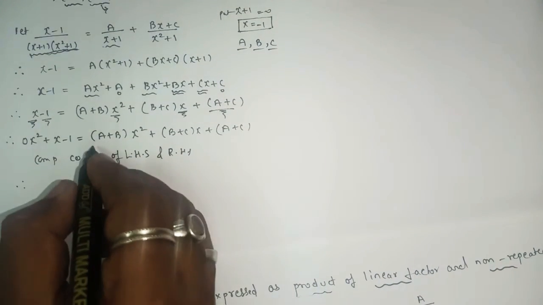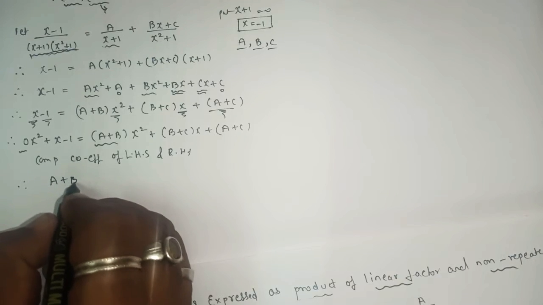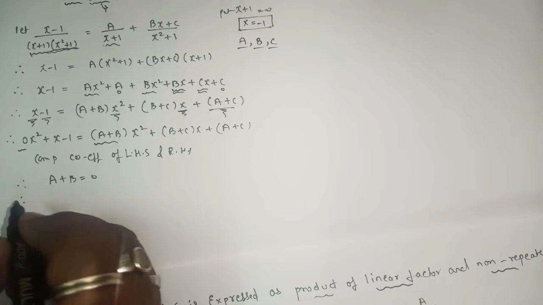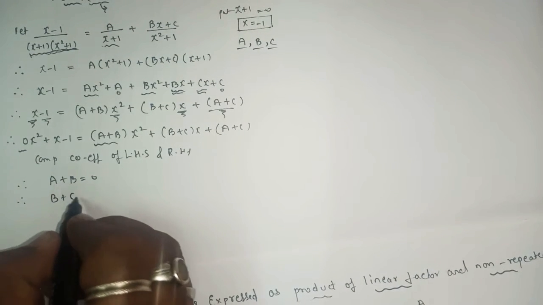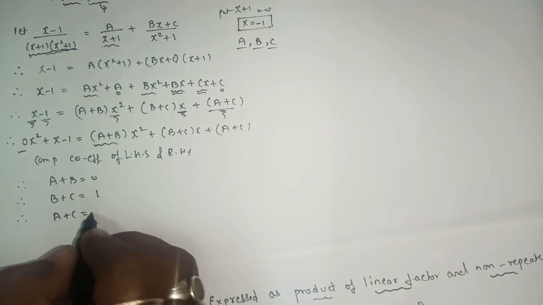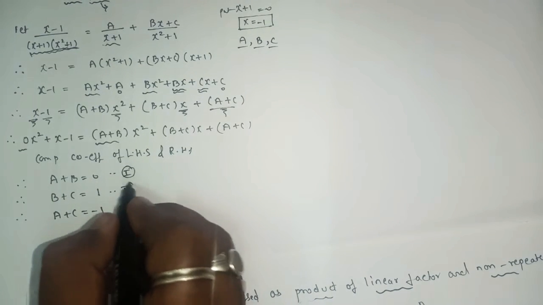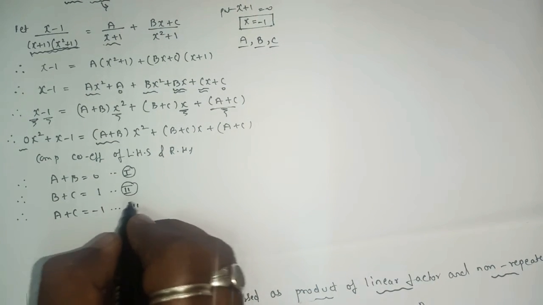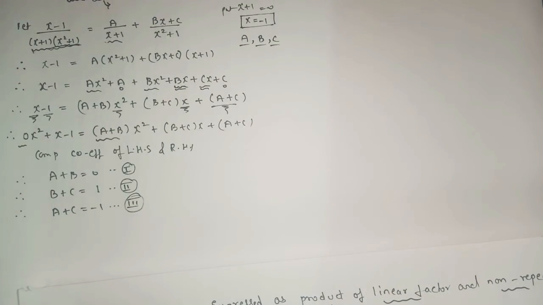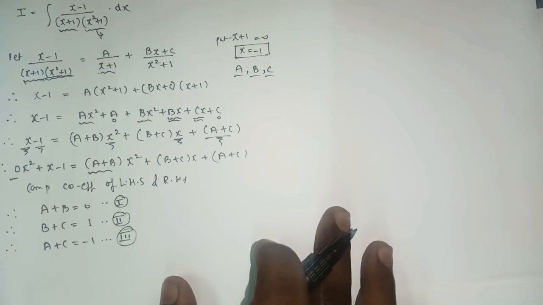So here you will get a plus b as 0, then b plus c as 1, and a plus c as -1. So this will give us equation number 1, equation number 2, and equation number 3. So I hope you all understood the sum till here.